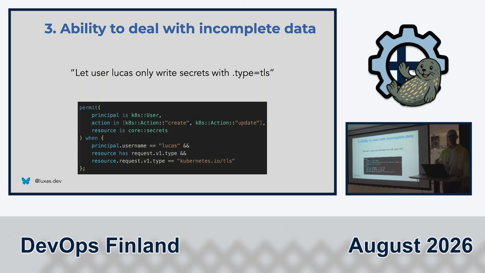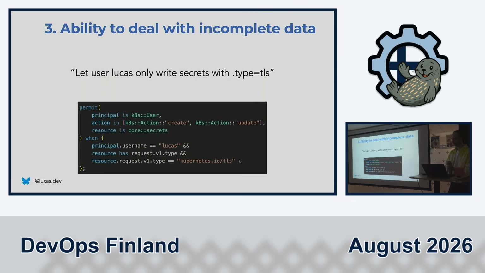And the kind of thing that I was just talking about: how do you do this, like what can Lucas do, or who can access this resource? So let's go through one example of that as well. If we have this example where Lucas can only write secrets with type TLS, then we would say something like: okay, the principal is a user with username Lucas, the action is create or update, the resource is a secret with a type field, and the type field is TLS, right?